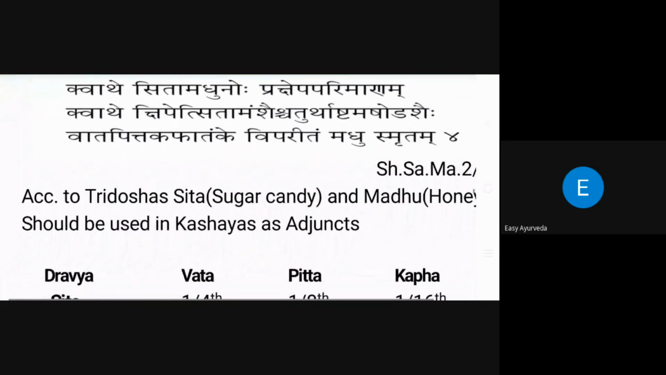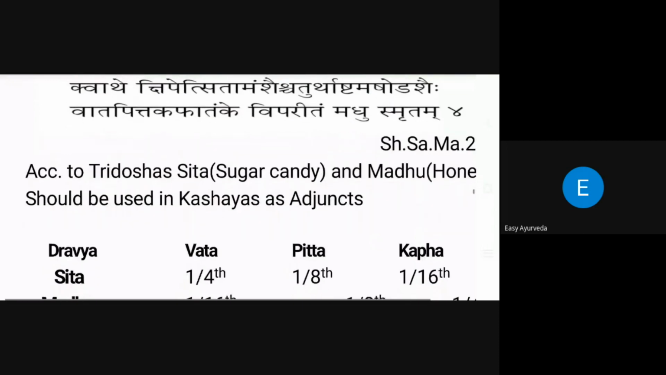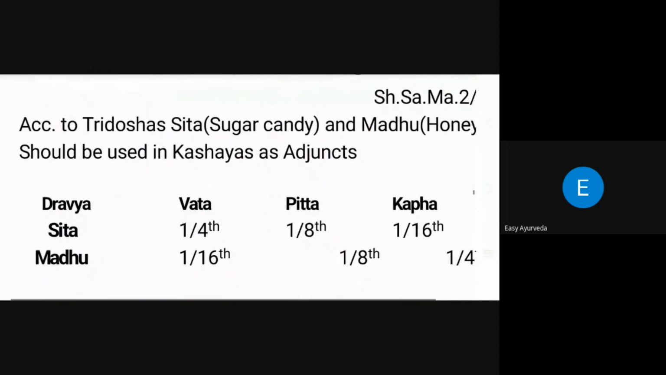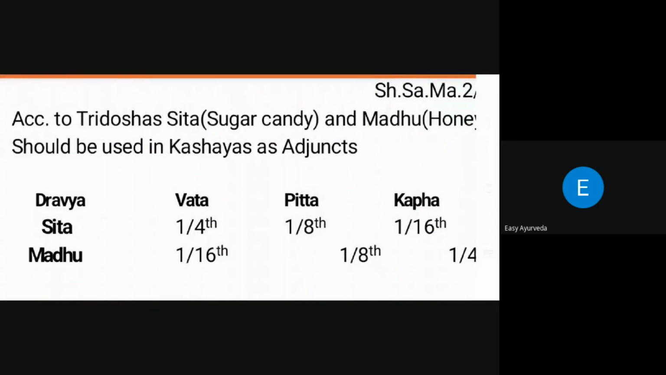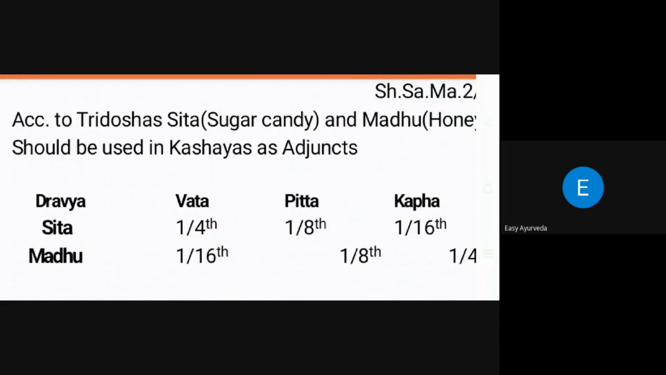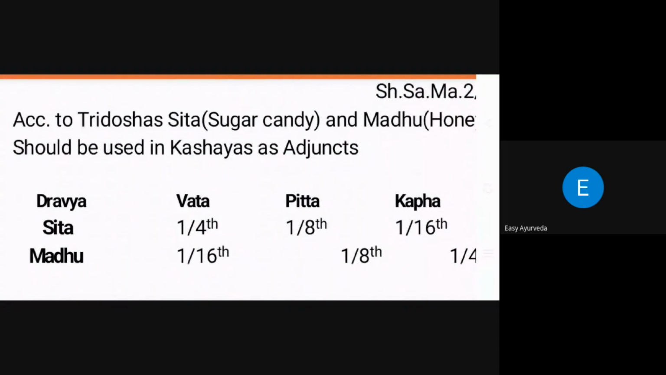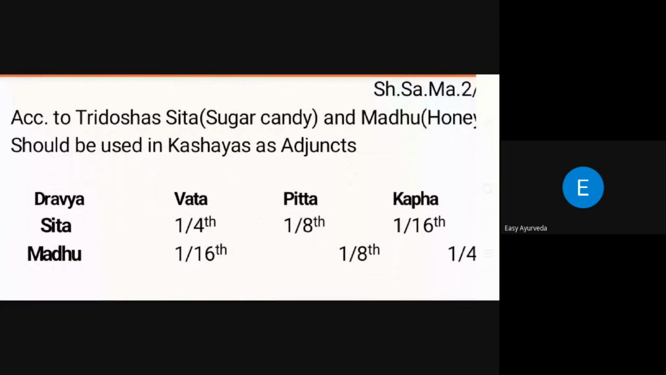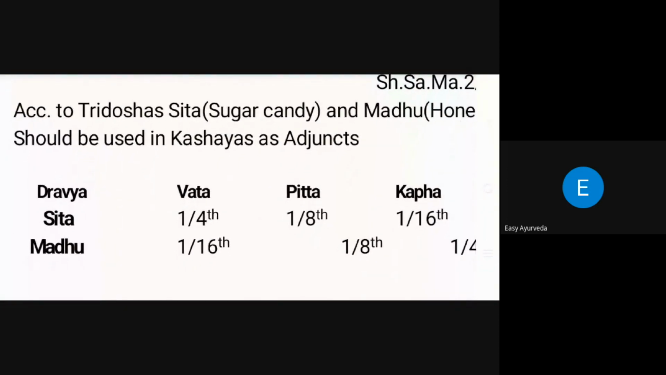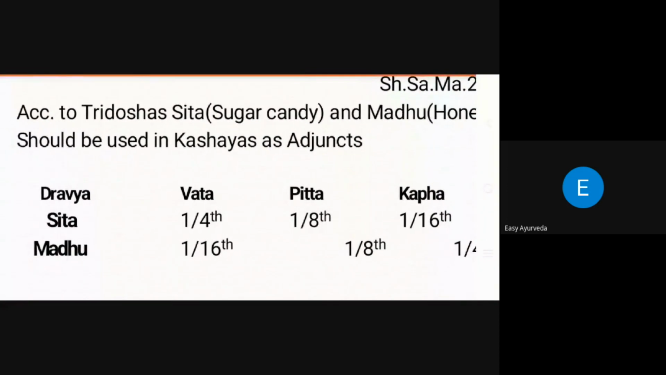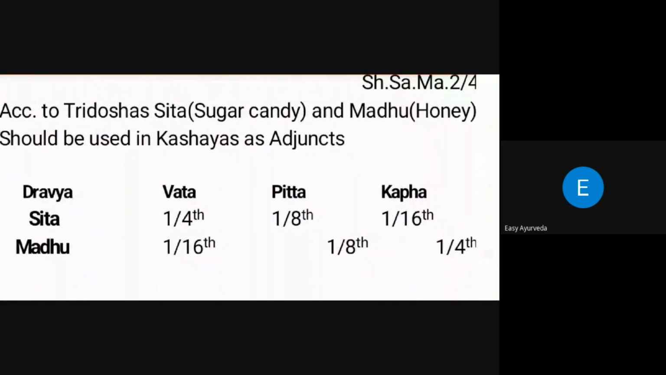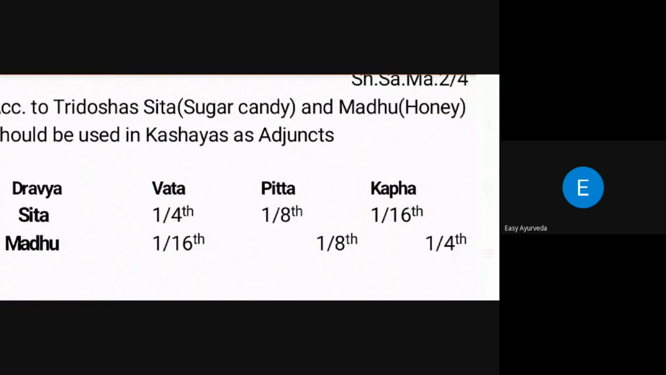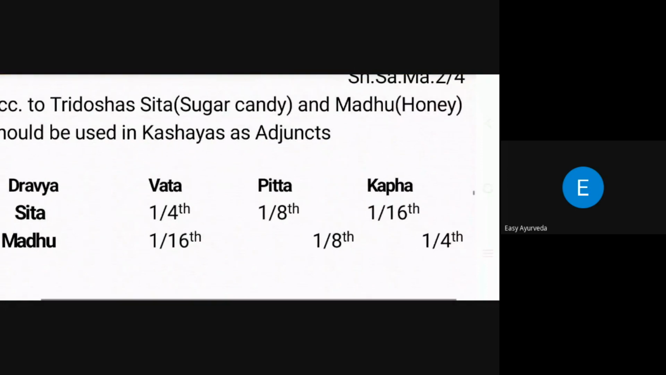And here Sita and Madhu have been administered on the basis of their quantity according to the three doshas. Sita in Vataja Vikaras, one-fourth part should be used. In Pittaja Vikaras, 1 by 8th part of the Kashaya should be used, and in Kaphaja Vikaras, 1 by 16th part. And Madhu should be used in 1 by 16th part in Vata, in Pitta 1 by 8th part, and in Kapha 1 by 4th part. So the Shloka says it is reverse.